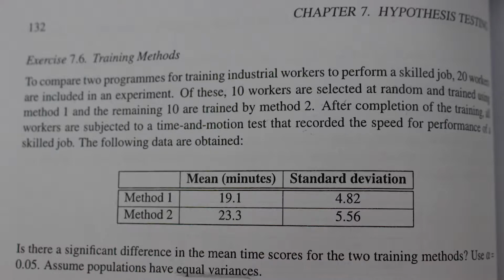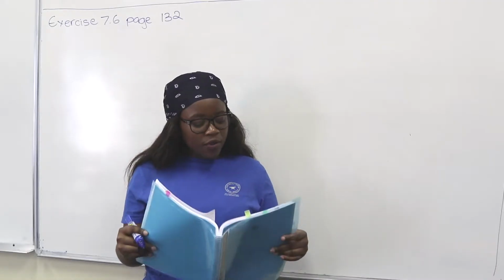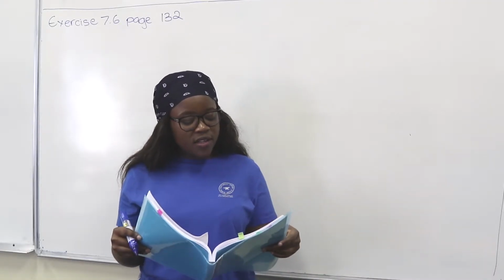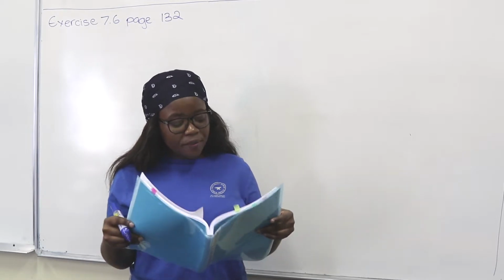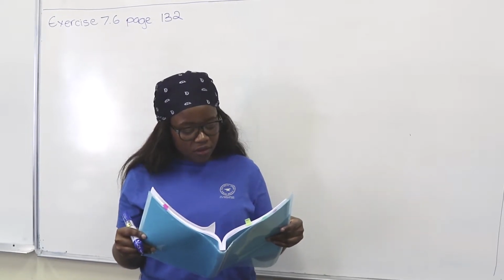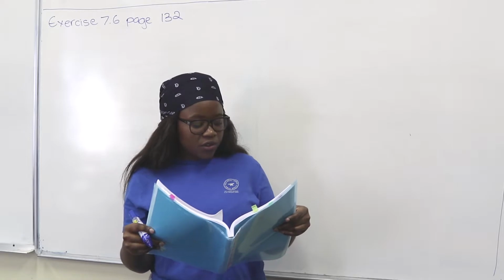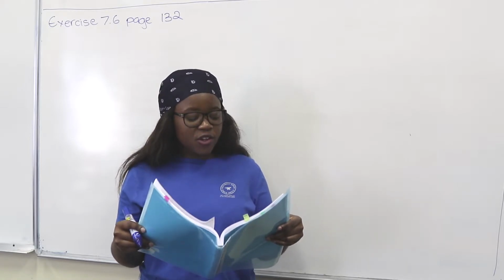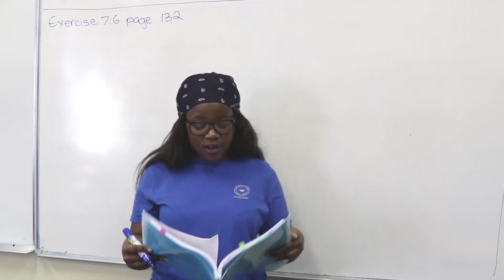So the mean for method 1 is 19.1, the standard deviation for method 1 is 4.82, and the mean for method 2 is 23.3, and the standard deviation for method 2 is 5.56. And then the question says, is there a significant difference in the mean time scores for the two training methods? Use alpha equal to 0.05 and assume that the populations have equal variances.